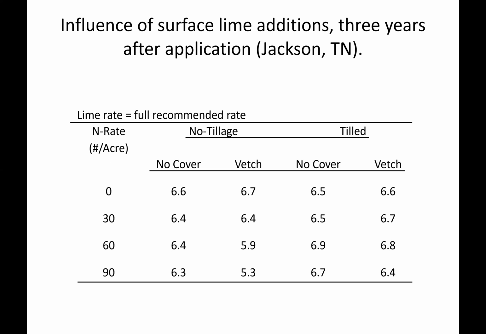But what we see in the no-till with our lower nitrogen rates, we got where we wanted to be. We were 6.6, 6.7, 6.4, 6.4. But when we started getting lower, we didn't quite make it. We were not bad with the no cover, but with the vetch, especially in the no-till, we just weren't able to do it. We weren't able to neutralize all that acidity produced. But with the tilled systems, we did pretty good. We mixed it through that 6-inch soil profile. So that was a good thing to do.